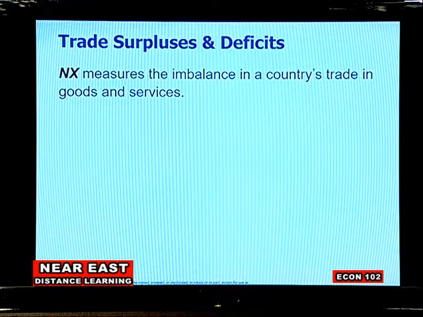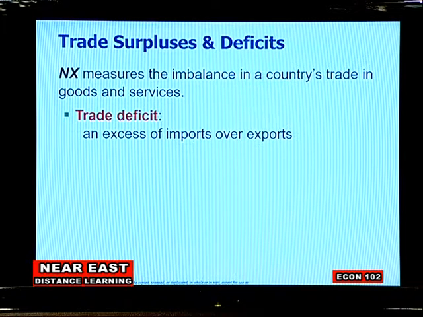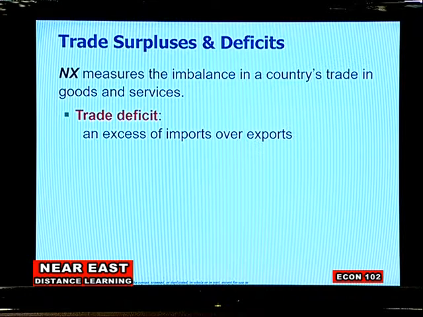The next is trade surplus and trade deficit. We use net exports to measure the imbalance in a country's trade in goods and services. Trade deficit is an excess of imports over exports. When imports exceed exports, we have a trade deficit. On the other hand, if exports exceed imports, then there is a trade surplus. And a situation whereby exports and imports are equal is balanced trade.